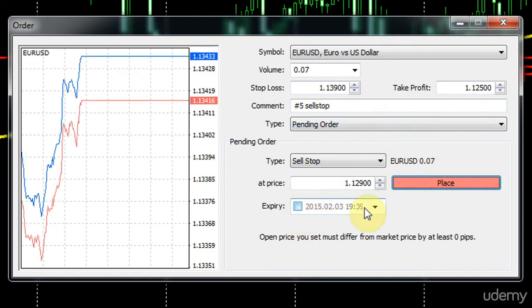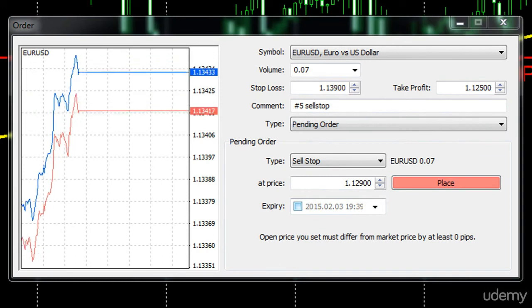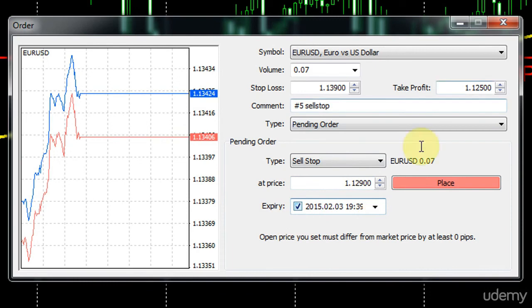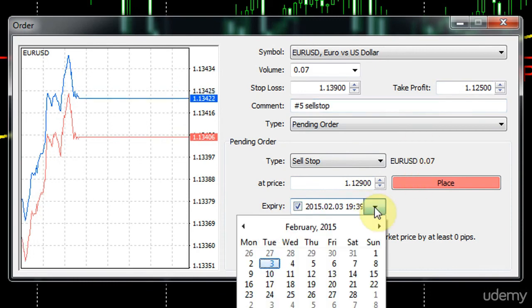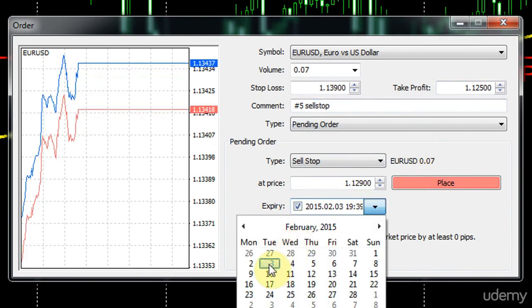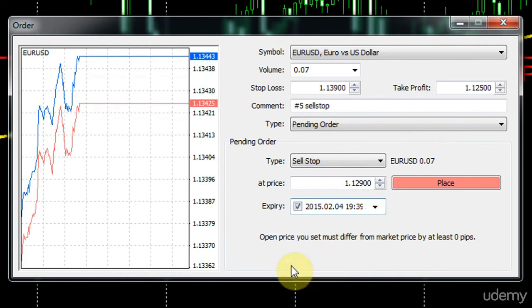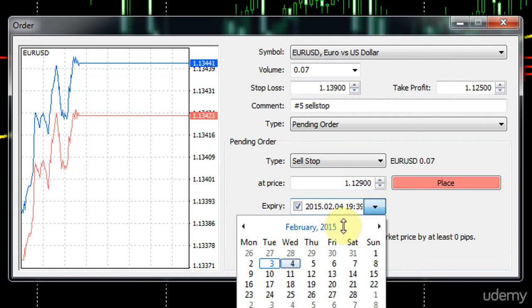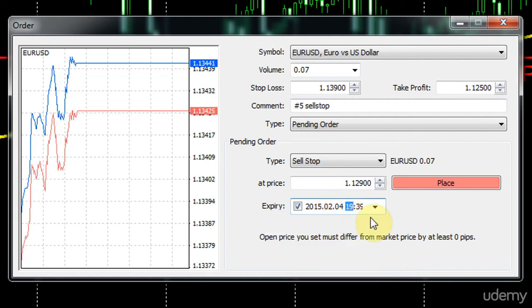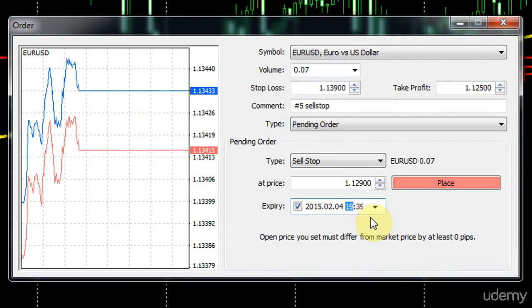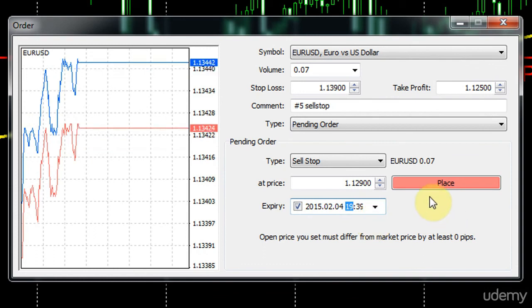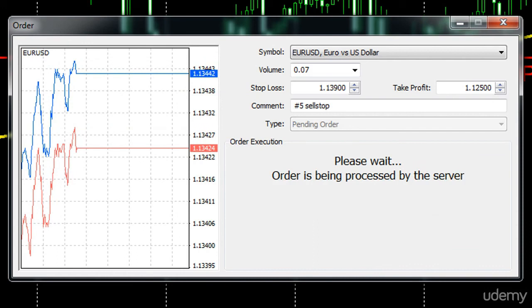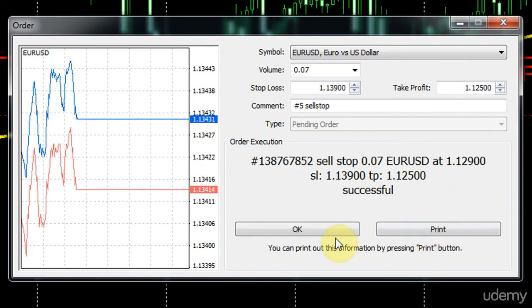And oh yes, we can also set an expiry date for our order. So how about we give it 2 days, or maybe even 1 day should be enough. So that's today. We set this day, tomorrow at about the same time. What time do we want to set? Yeah, let's give it just over 1 day. So we'll click place, and that's our pending order placed.